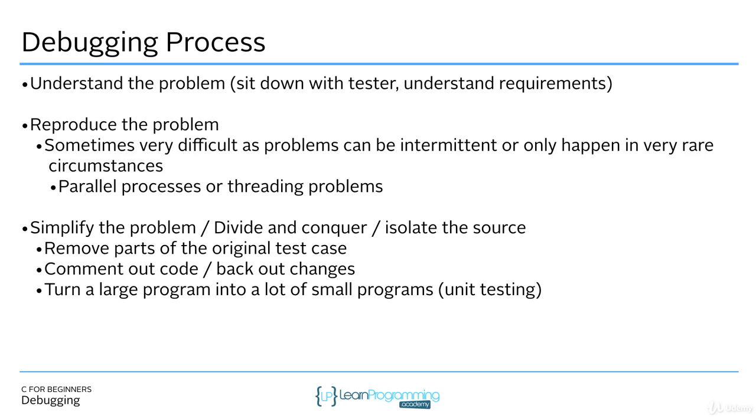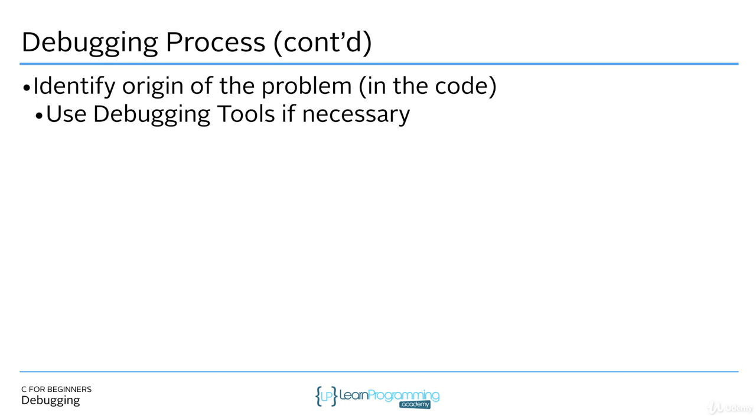Another common technique is to have unit tests surround your code. If a unit test fails, that can tell you exactly where the logic or the problem might be in your code. Once you isolate the bug, that will help you find the origin of the problem in the code, the specific code that's causing the problem. Sometimes this will employ using debugging tools, such as a debugger.